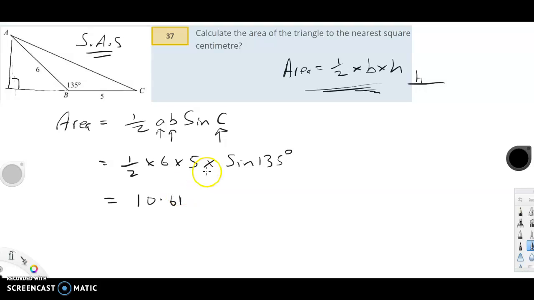up to 1. And we don't have meters or centimeters for our lengths here and here, so we'll just call that units squared. And that's the area of that triangle there.